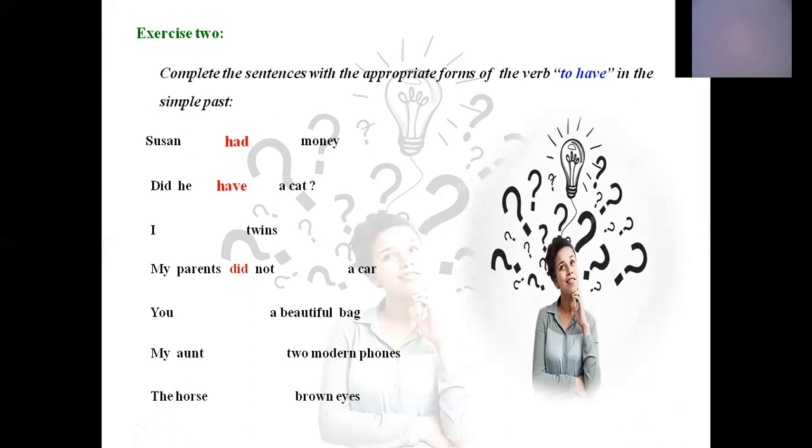In the past as a question, did he have a cat? So the verb to do in the past is did. I had twins. For the fourth one, my parents did not have a car.